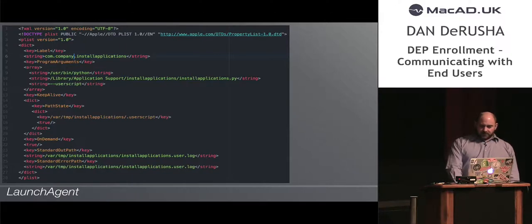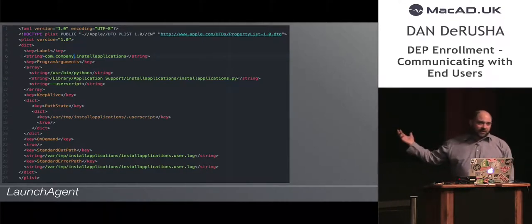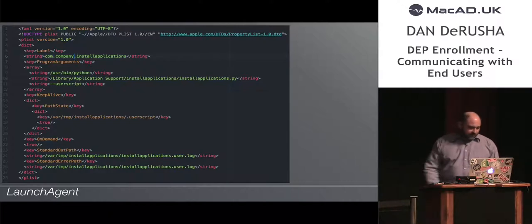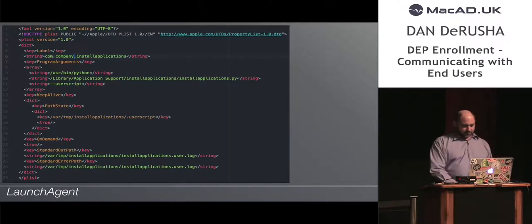Here's an example of the launch agent that we use. It's pretty simple. Again, all of this can be downloaded from Eric's install applications website. I just wanted to put a couple examples of what we ended up doing. We ended up changing the label string, and if you do that, you have to change a couple other things too, so make sure you read the documentation.